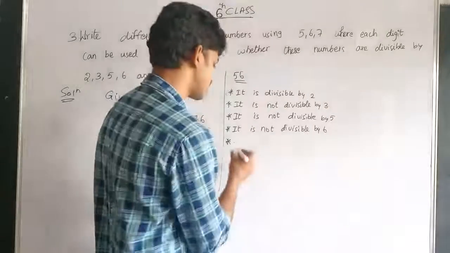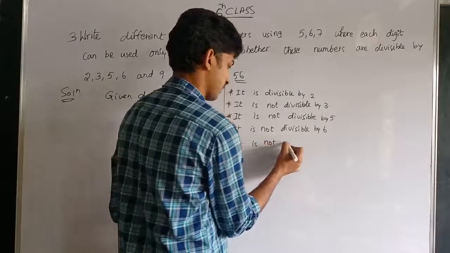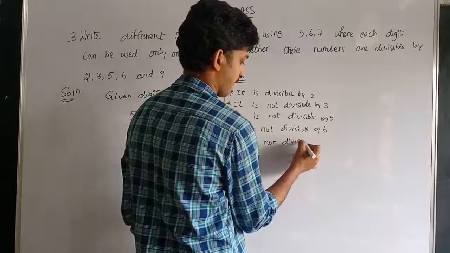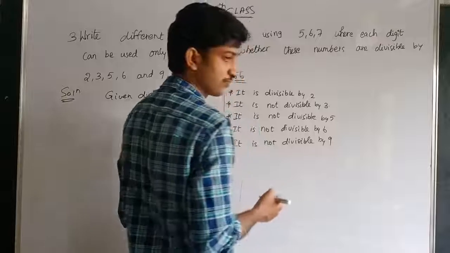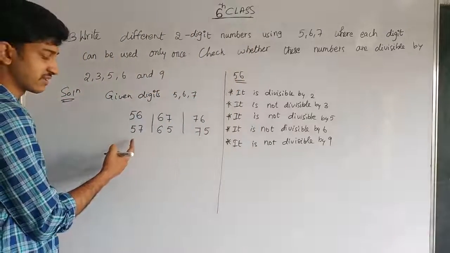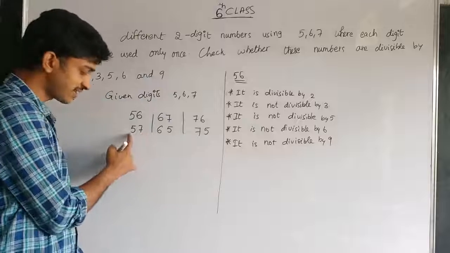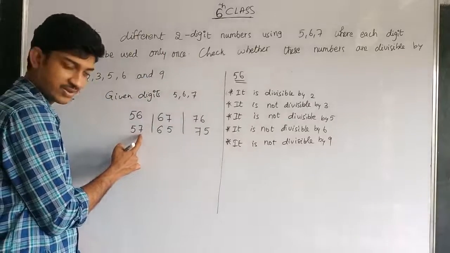No. So this is not divisible by 9 also. Okay, so 56 is completed. Next I am going to 57. Here in 57 the ones place is 7, that's why this number is not divisible by 2.